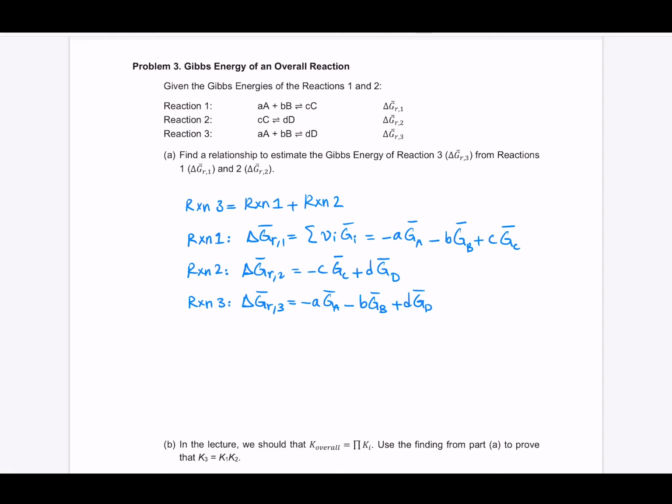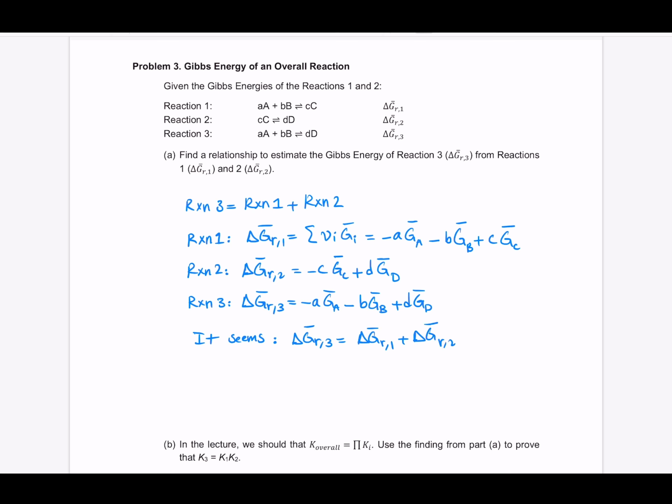So how does delta G3 compare to the other two? Yeah, so it's the sum of the other two. So delta G of reaction 3 is equal to delta G of reaction 1 plus delta G of reaction 2.